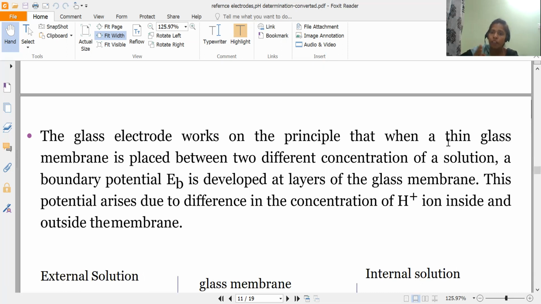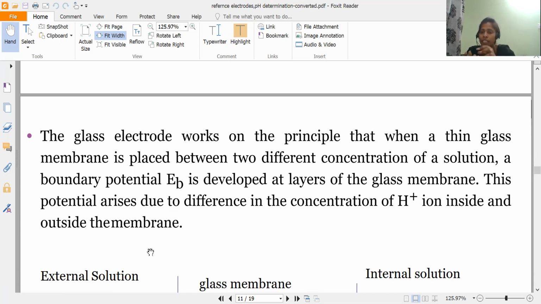So there are two different concentration solutions. When the two different solution concentrations are there, it develops a potential difference. That potential difference is called the boundary potential. EB is developed at the layers of the glass membrane. That means at the layer, the potential difference is arising, that is called the EB, the boundary potential. This potential arises due to the difference in the concentration of H plus ion inside and outside the membrane.